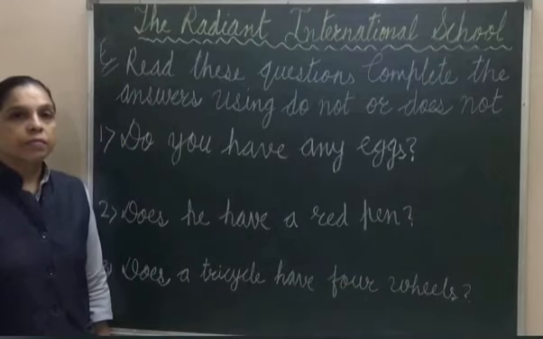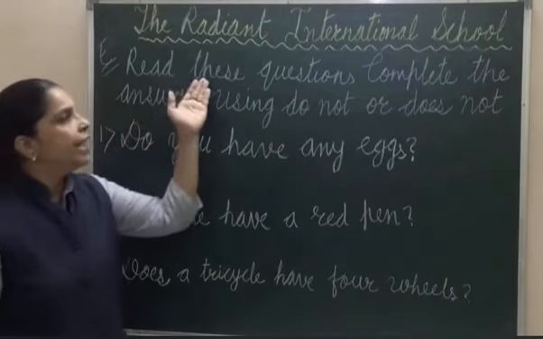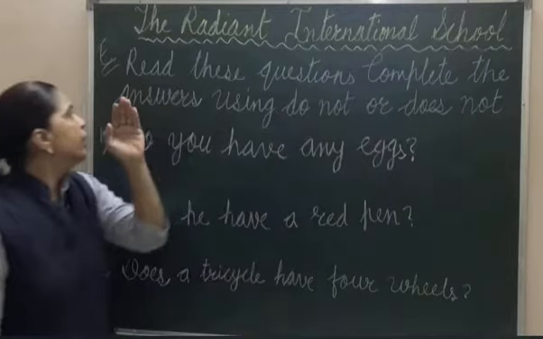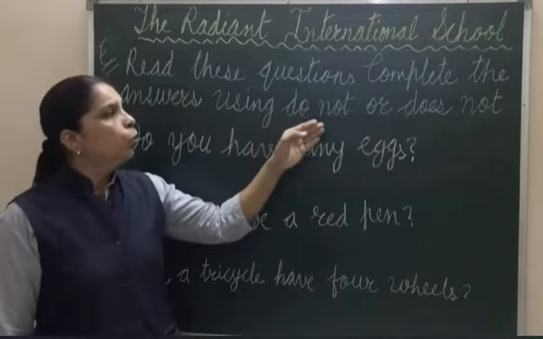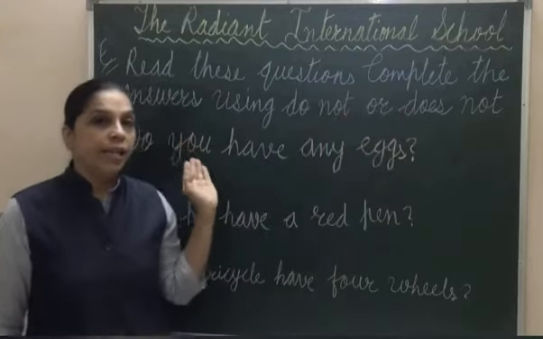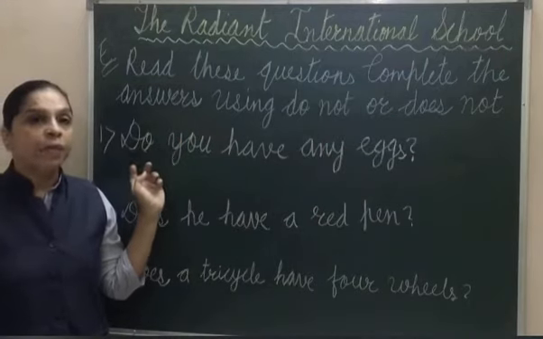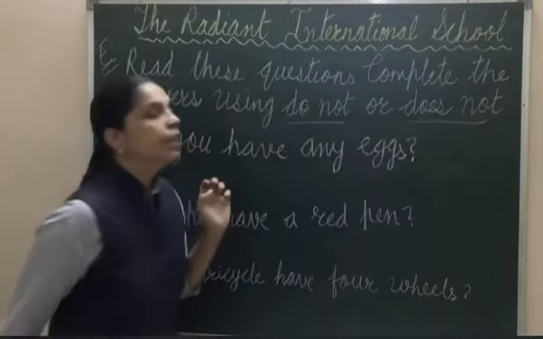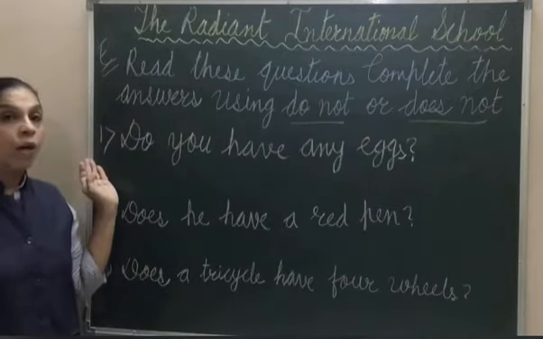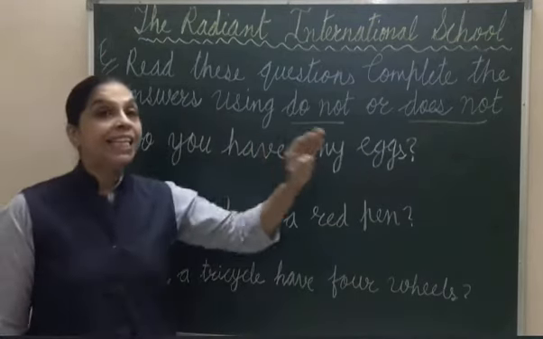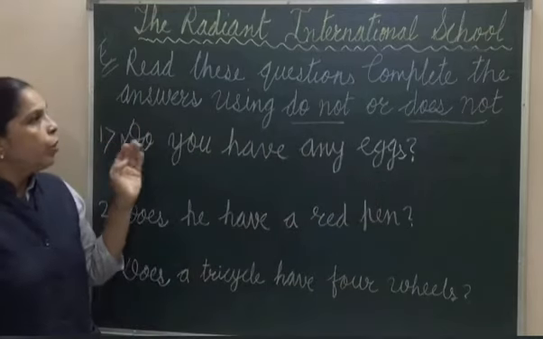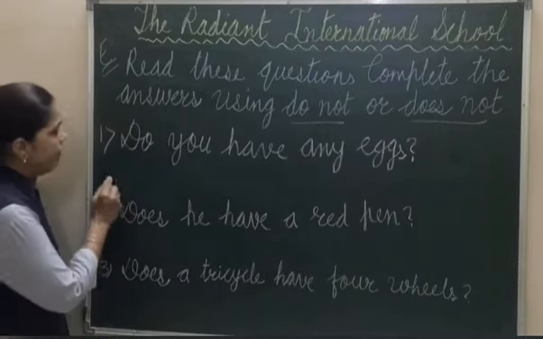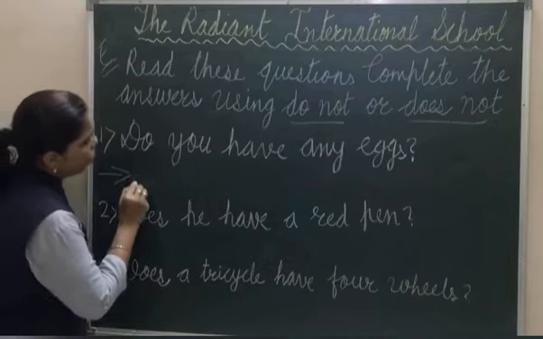Understood? Now, exercise E. Read these questions. Complete the answers using do not or does not. Now here in this exercise we have to complete the answer with do not or does not. Okay, now number one, do you have any eggs? Do you have any eggs? Now the answer will be no.